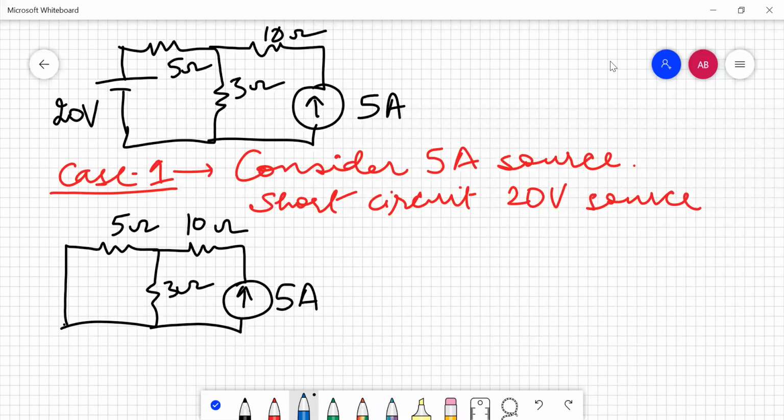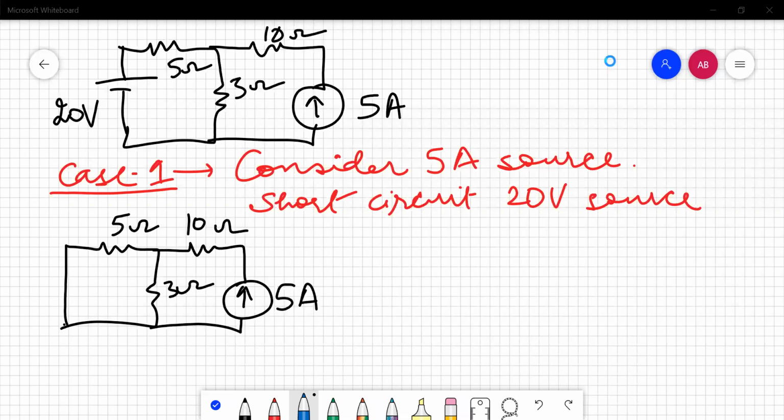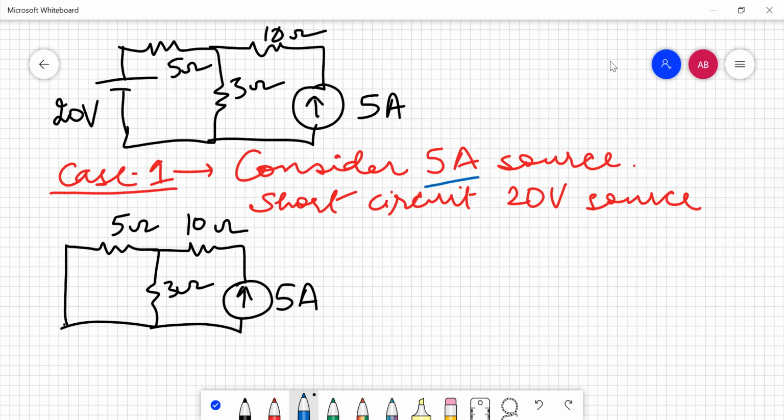So now I have taken case 1 as this and drawn the circuit according to case 1. I have short circuited the 20 volts and considered only 5 amperes. So now we have got two methods to find the value of current in this branch. The very first one is our current division rule, and the second one will be to go for nodal analysis. So we will be doing both to know the value of the current.